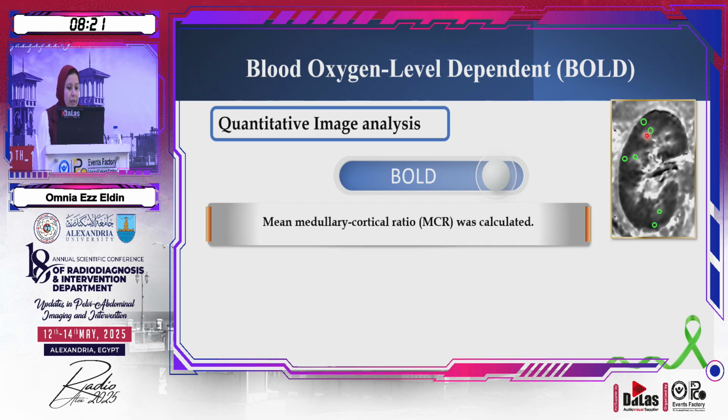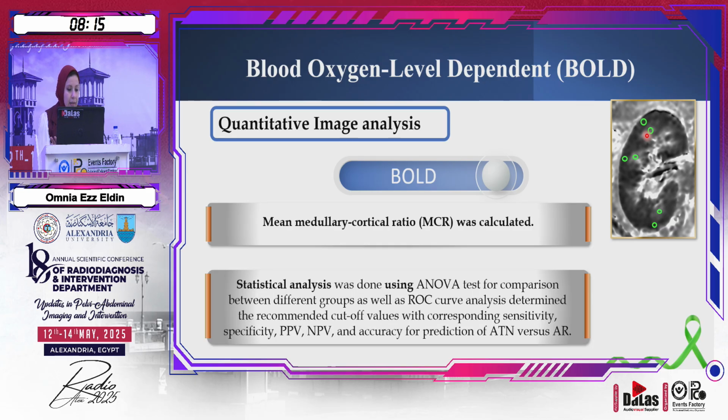Also, the mean medullary cortical ratio, MCR, was calculated, and all these data were fed into a statistical analysis to give the comparison between the groups, and then we had ROC curve analysis to detect the accuracy, sensitivity, and specificity for prediction of the acute tubular necrosis versus the AR.